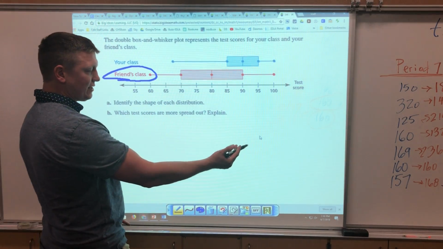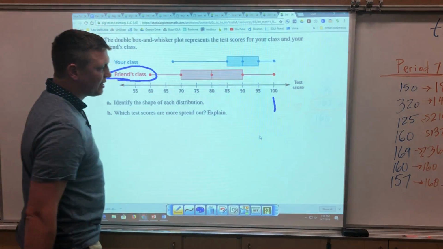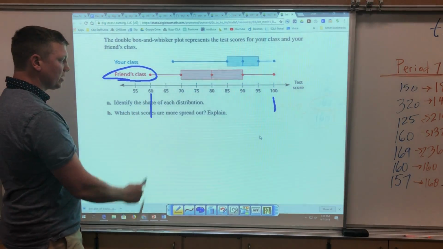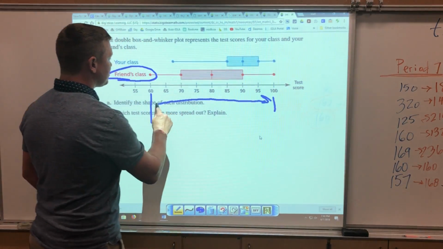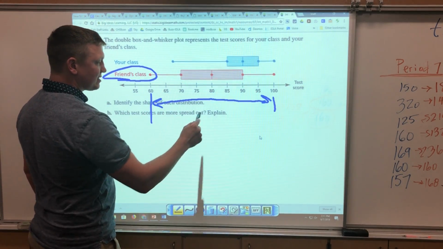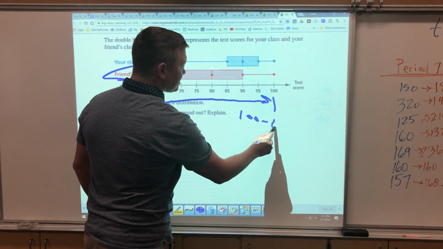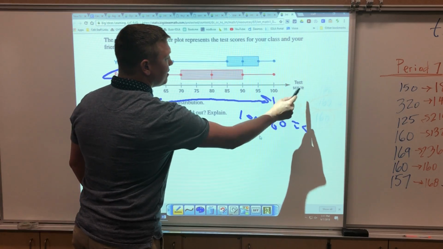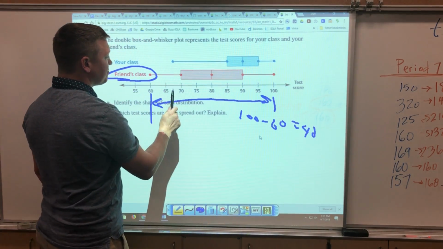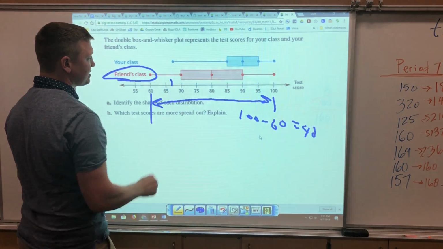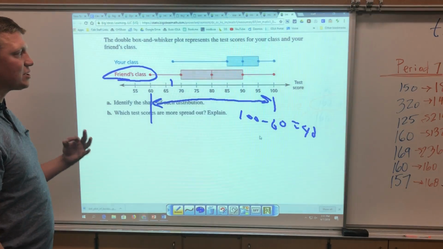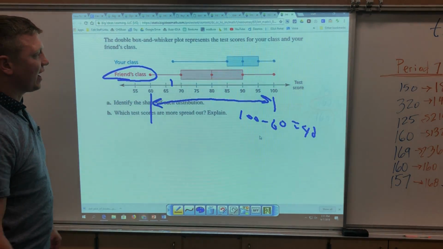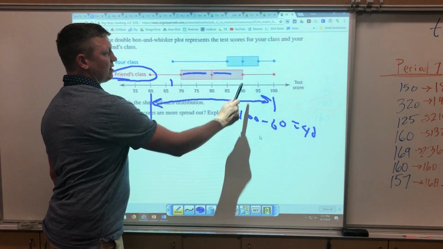Why? Because of range. Range is all about, yes, somebody got 100, but the low score is more spread out on this one. So there's a 40-point distribution here: 100 minus 60 gives us 40. Over here we have 100 minus about 67 or something like that. So that's a little less spread out, and this one is more spread out.